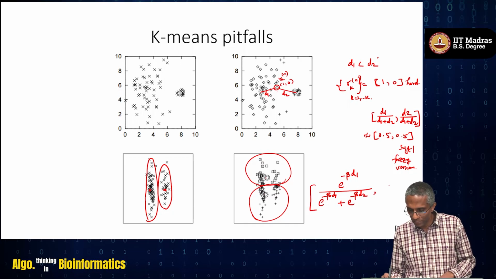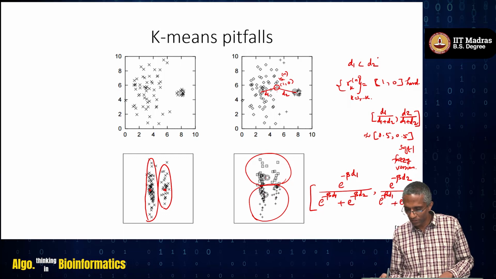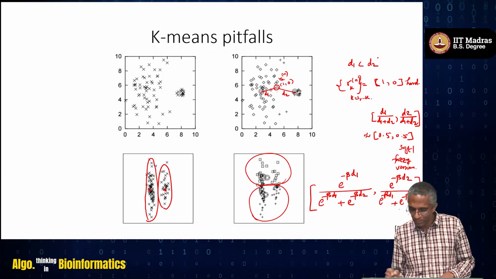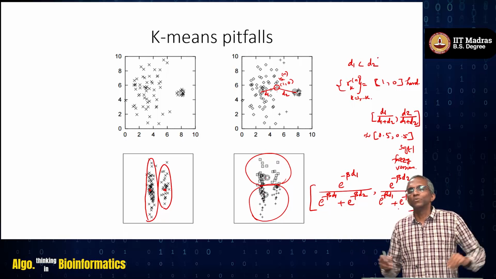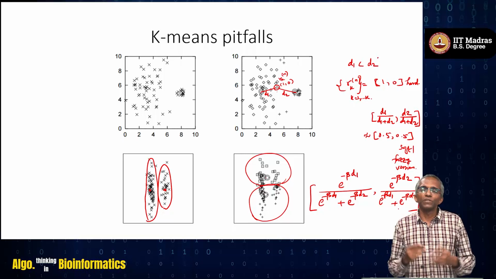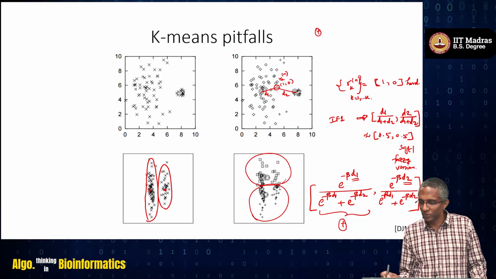So this will be the first entry, and the second entry will be e to the minus beta d2 divided by e to the minus beta d1 plus e to the minus beta d2. So this is a very standard way of converting a set of real numbers into a set of values that all add up to 1, into a set of probabilities. So this is what I call intuitive formula 1, but that has certain pitfalls associated with it.